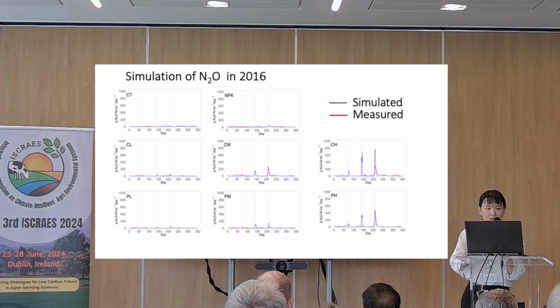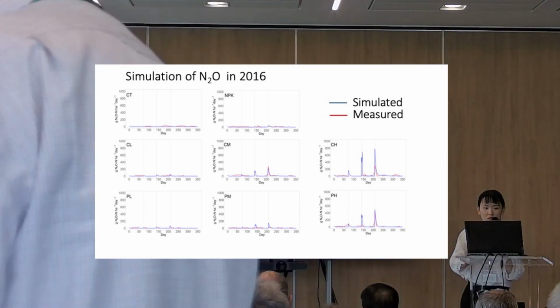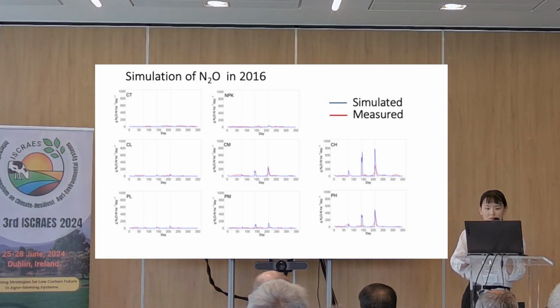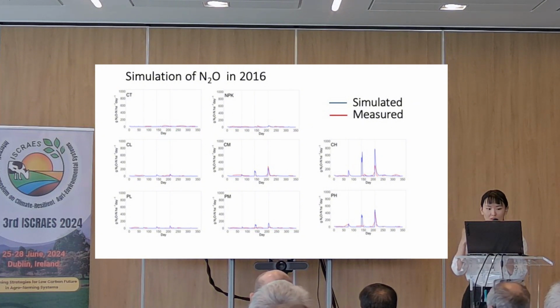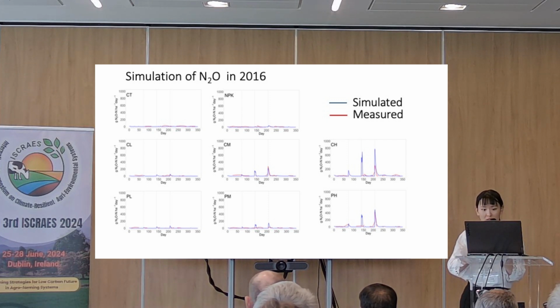Then we simulate N2O in 1 year, in 2016. There are 8 figures in this slide, which are the 8 treatments. The blue line is simulation, the red line is the measurement. As you can see, it doesn't simulate very well.